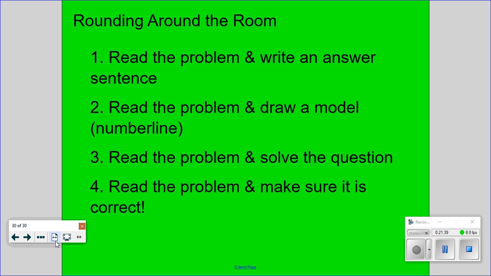Number 2, read the problem and then draw a model. We've been using a ton of number lines. That's probably going to be what you draw. That includes your endpoints. That includes your midway point. And if it says round to the nearest 10 and the nearest 100, guess what? You have to do both.